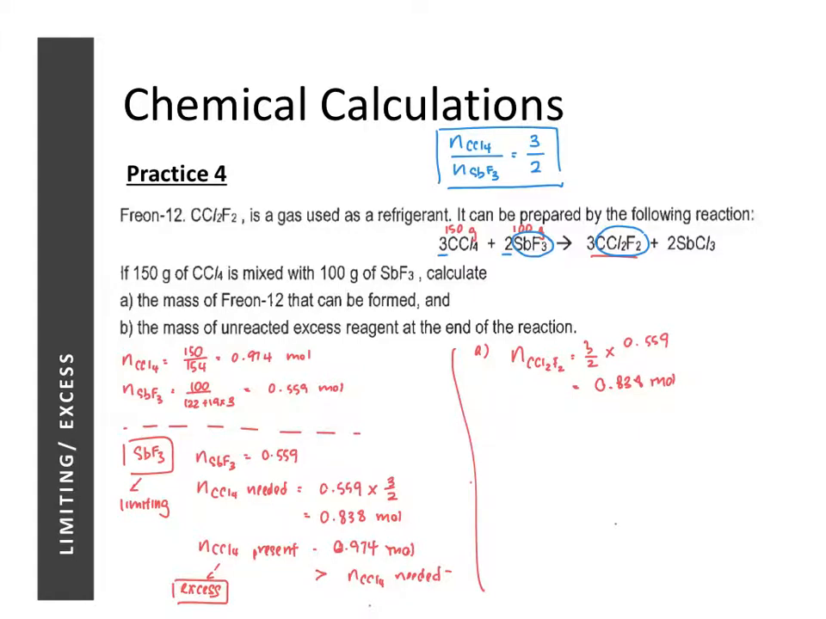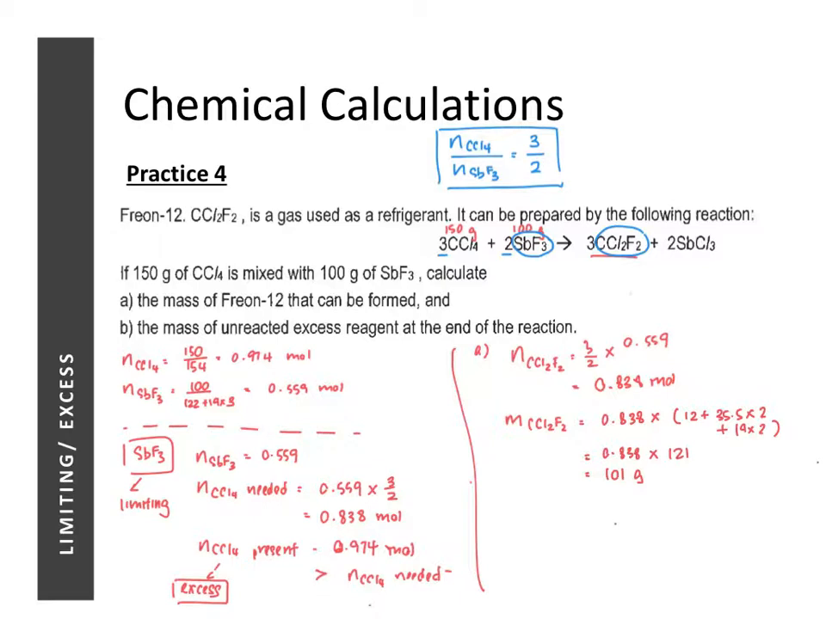Next we need to find the mass. How do we find the mass? Take the number of moles multiplied by the molar mass, which is 12 plus 35.5 times 2 plus 19 times 2, that will be equal to 121, and then we get a mass of 101 grams.